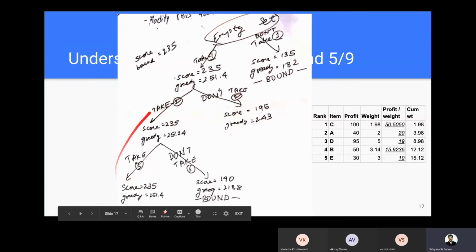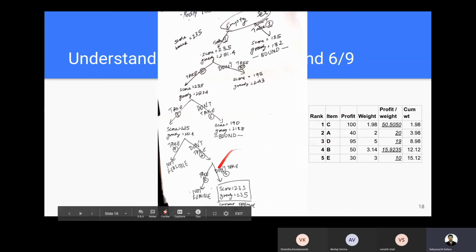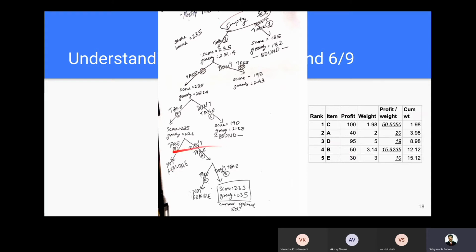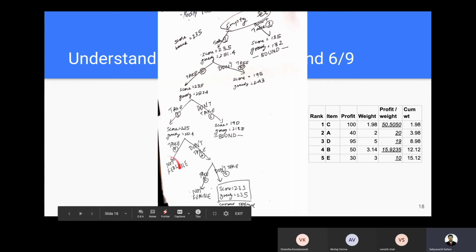So far we have taken 1, 2, and 3. Now we try to take 4, but taking 4, like we have said, is infeasible because it exceeds your knapsack bag capacity. So let's say you don't take 4. Of course, either you take 4 or don't take 4. Take 4 is not feasible, so you don't look here. If you don't take 4, then you again try 2 settings: take 5, don't take 5. Again, taking 5 will exceed your knapsack capacity, and that's a not feasible solution. You don't look at it.